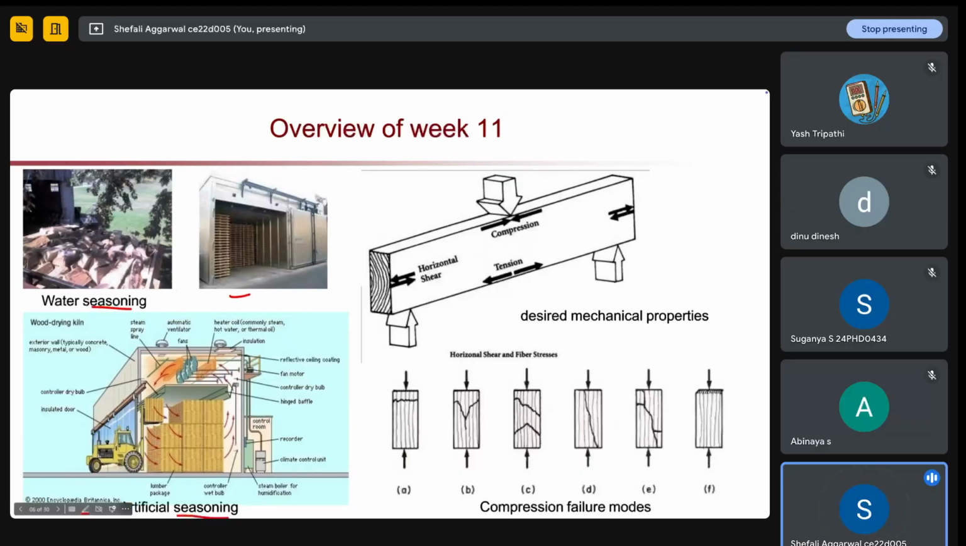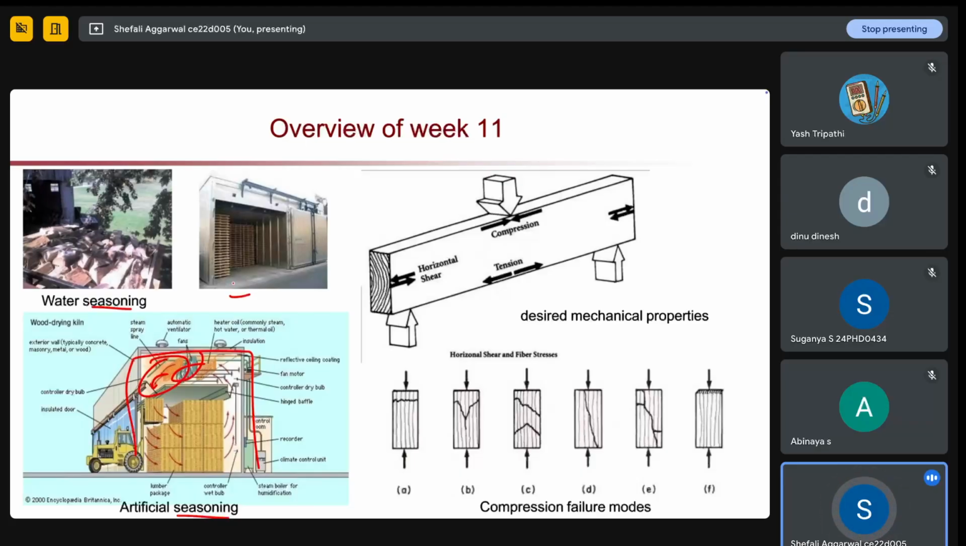The other is artificial seasoning. In artificial seasoning, we are creating a chamber, stacking our wood in it, and then providing different types of seasoning. In this case we are providing heat to it, and there are fans, then steam. It can be steam, it can be normal heating, or it can be cool air. So those are the different types of artificial seasoning, and it is also called kiln seasoning, because we are giving a kiln in which we keep our wood and then dry it out. So these are the different types of seasoning.